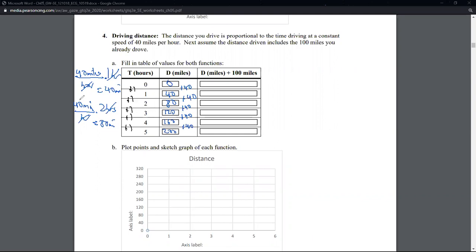And you don't have to do it that way. You could keep just doing 40 times 3, 40 times 4, 40 times 5. You'll get the same answers. I don't care which way you do it. Let's plot them. 0, 0, 1, 40, 2, 80, etc. Here's 3, 120, 4, 160, 5, 200. I'm going to go a little quicker with this one. Connect and extend. Boom. There's our line.